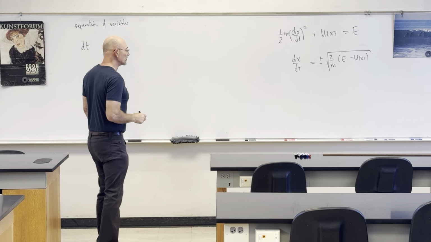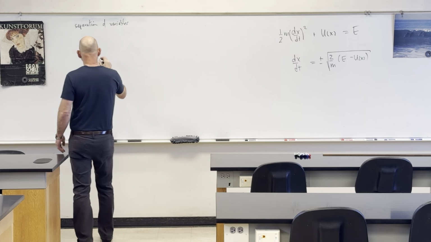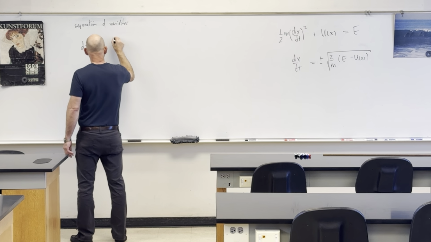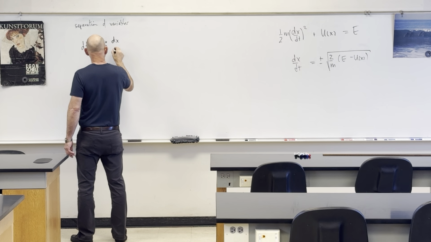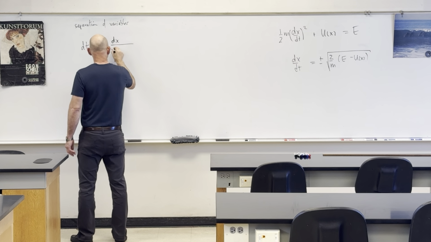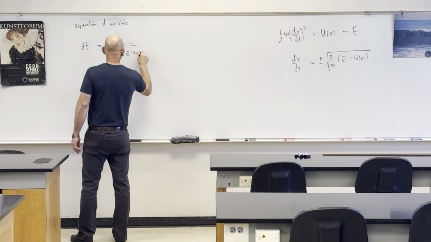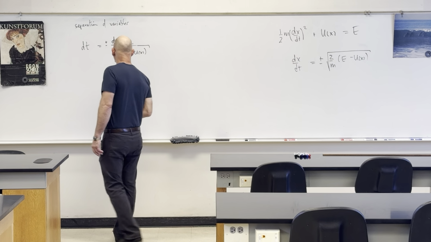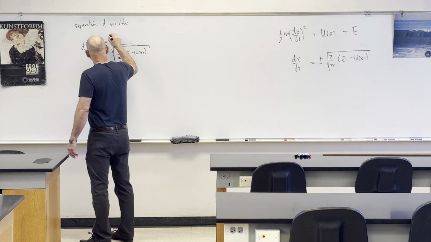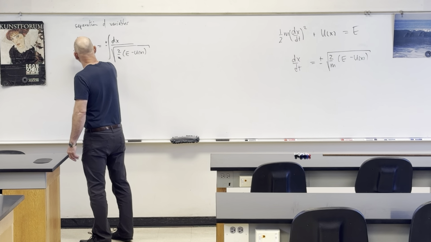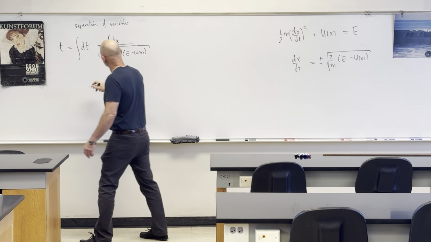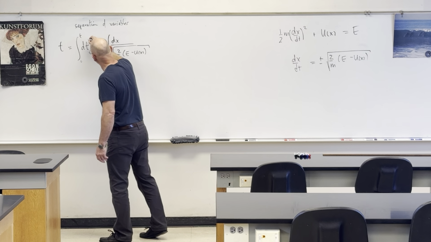Same technique we did before. dt, we have dx, and the plus minus still is important. 2 over m times e minus u of x. And we can integrate both sides. This just gives us a time, 0 to t.